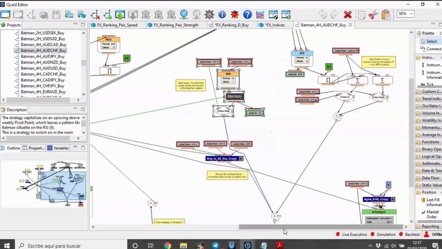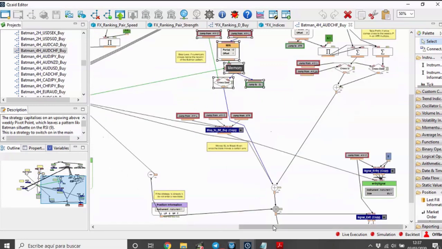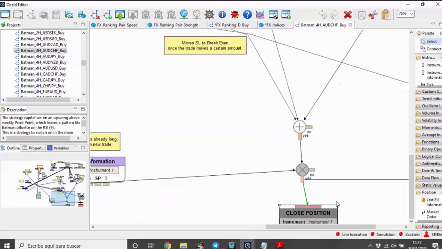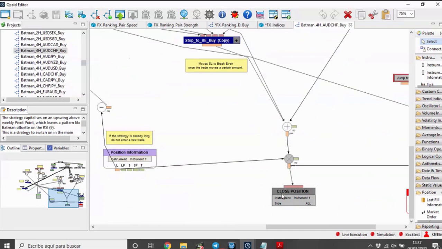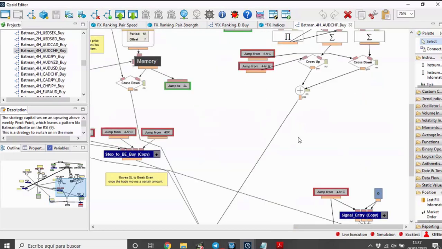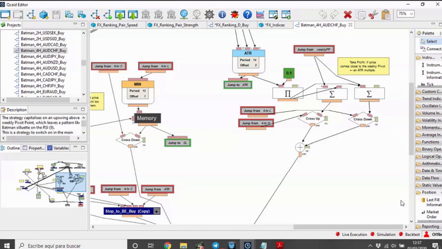And some of the strategies have several ways to calculate exits. Here we have the close position box. As you can see, many arrows lead to the close position, so there are many ways to close the position. Each of them, okay, take profit: if price comes close to the weekly pivot, plus or minus an ATR multiple.